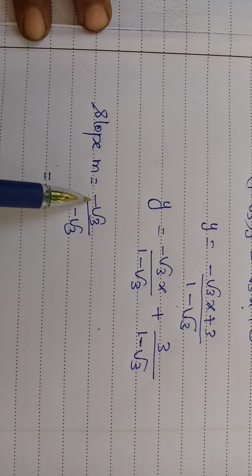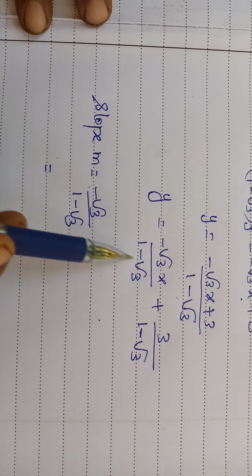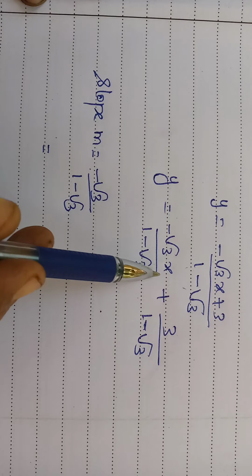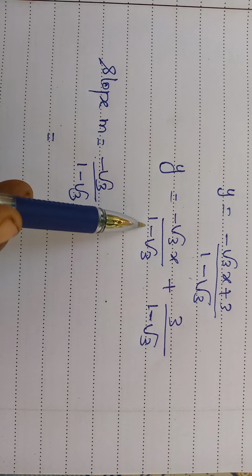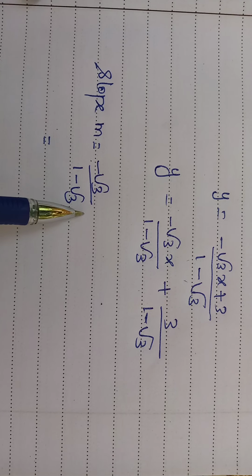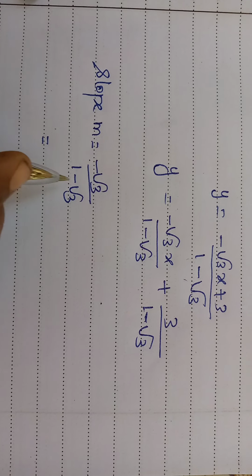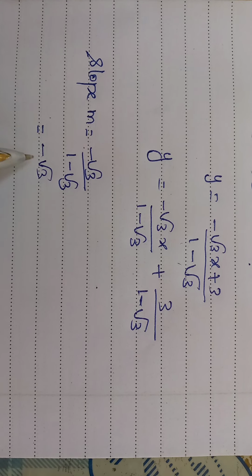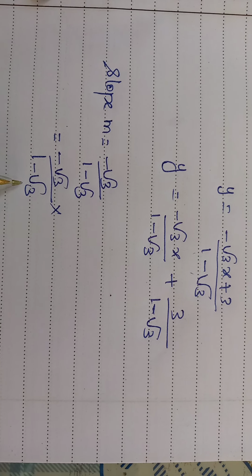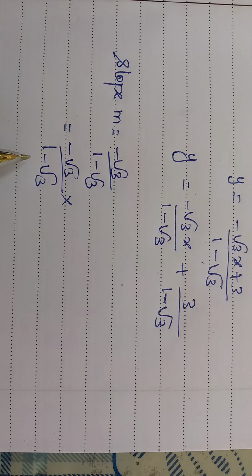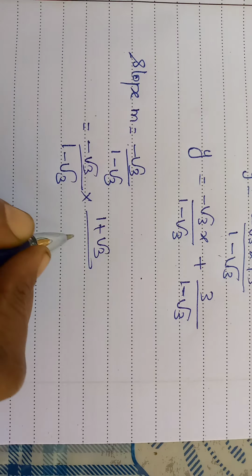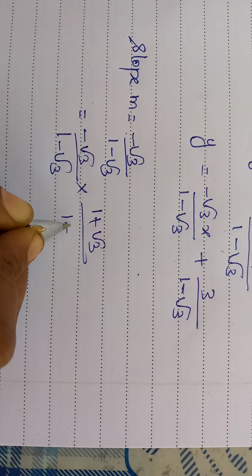So slope m is equal to the coefficient of x, minus root 3 by 1 minus root 3. Separately let's write it: coefficient of x is minus root 3 by 1 minus root 3. We have to rationalize the denominator. So minus root 3 divided by 1 minus root 3 into the conjugate of the denominator. The conjugate of 1 minus root 3 is 1 plus root 3, up and down. Numerator as well as denominator we have to multiply.